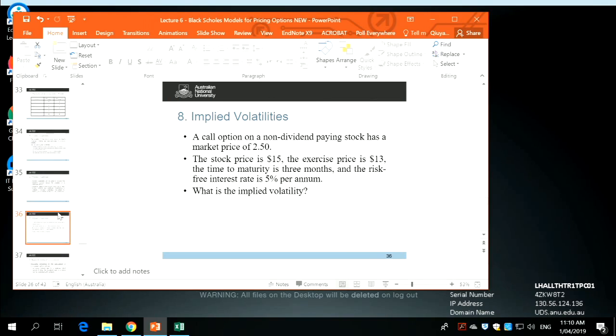I have one numerical example here. This example says a call option on a non-dividend paying stock has a market price of $2.50. The stock price is 15 and the strike price is 13. Time to maturity is 3 months. Risk-free rate is 5%. What is the implied volatility?